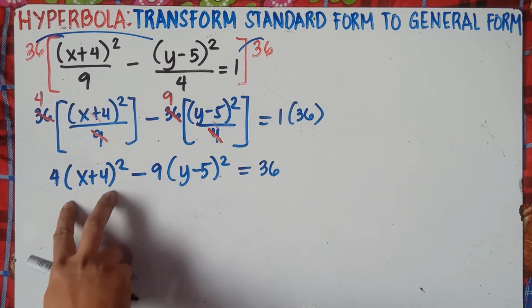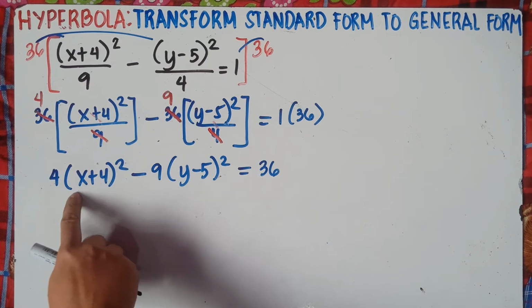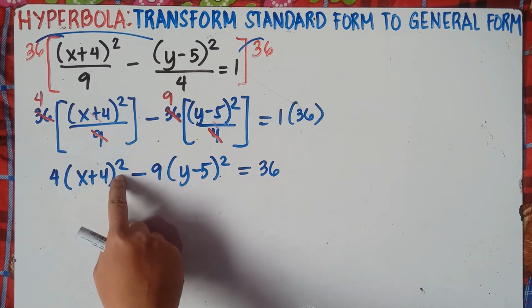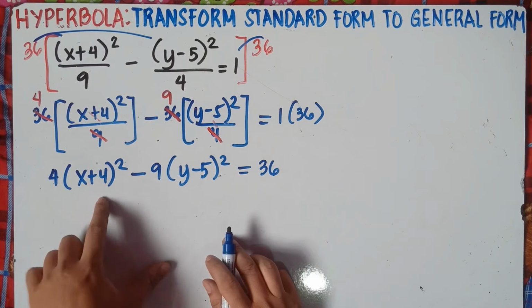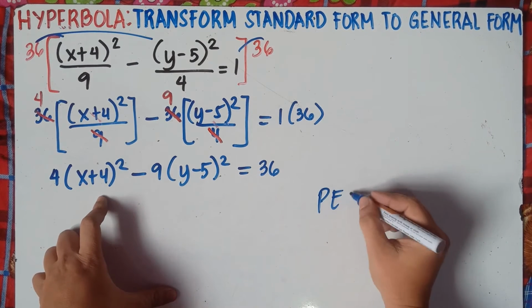Now in this part, class, 4 times this equation, quantity squared. 4 times (x plus 4) squared. Do not multiply 4 and this equation, class. Always follow PEMDAS. Do you still remember PEMDAS?